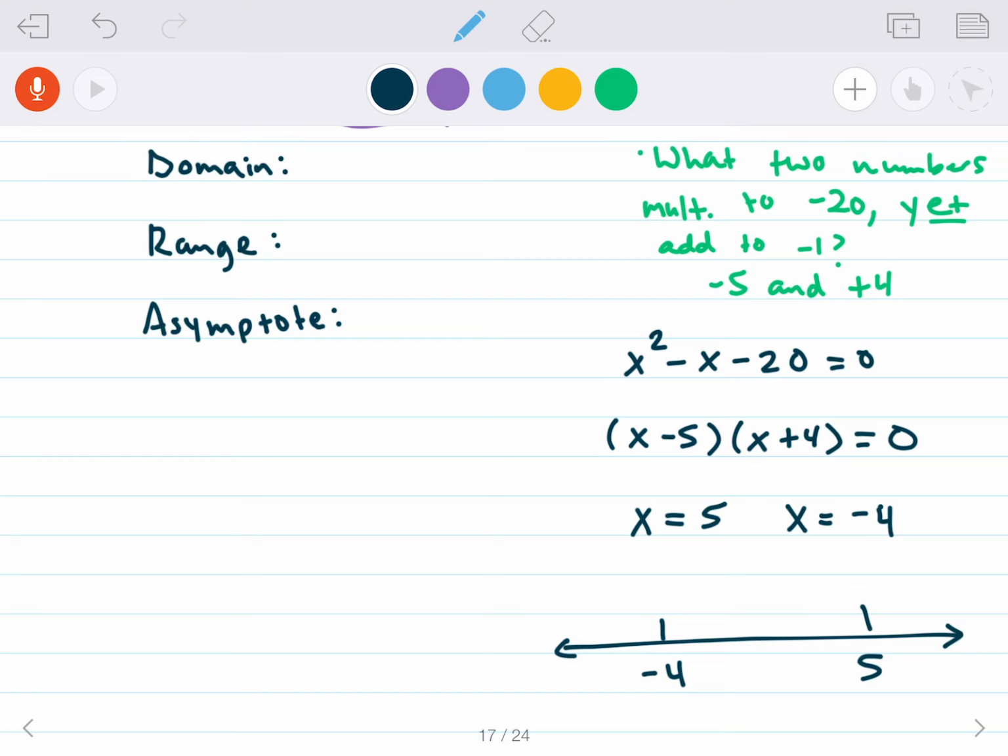What I want to do is I want to see when the argument is greater than 0, right? Because if it's greater than 0, I can include it in the domain. If it's 0 or less than 0, I need to exclude it. So the question is, what's happening with the numbers less than negative 4? Well, what if I pick a test point of negative 5? So this is my test point.